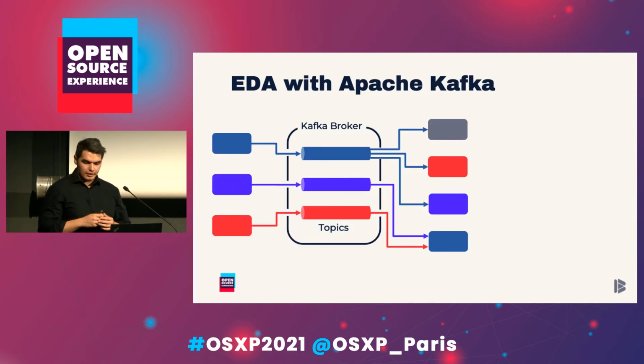All right, and if we transpose this model to Apache Kafka, this is how it looks. At the application level, we have a Kafka broker, which contains topics. Each topic can be considered an event stream.